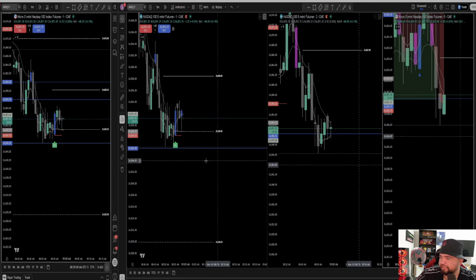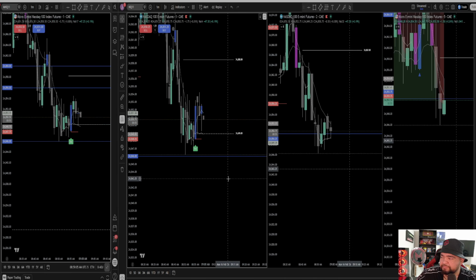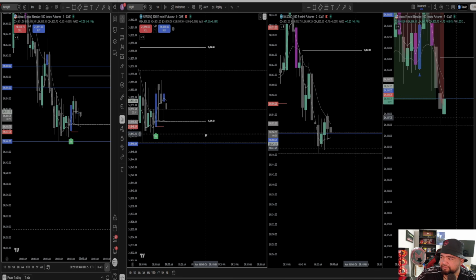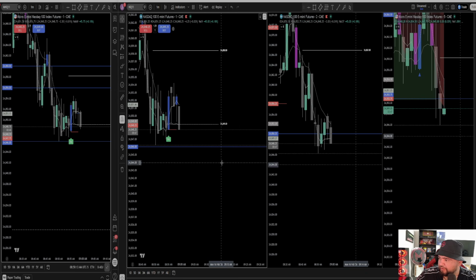Now, what I'm looking at is going to be based on my 1-minute. So my entry is always going to be based on the 1. I'm going to look for a candle that breaks this zone, and then that candle that breaks this zone will also be my stop loss candle. All right, here we go.